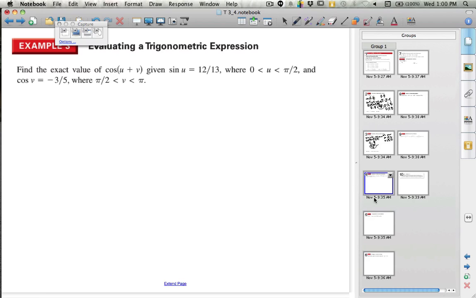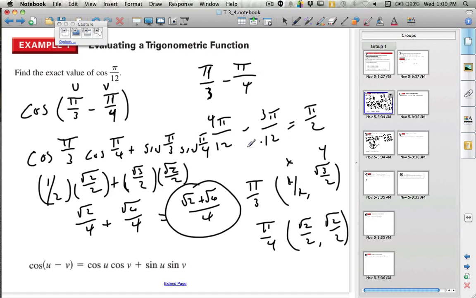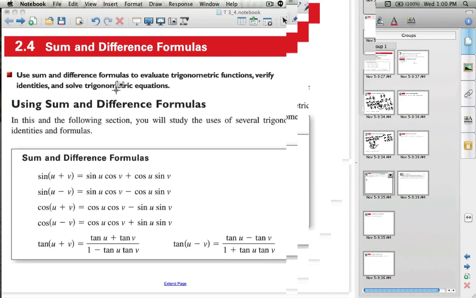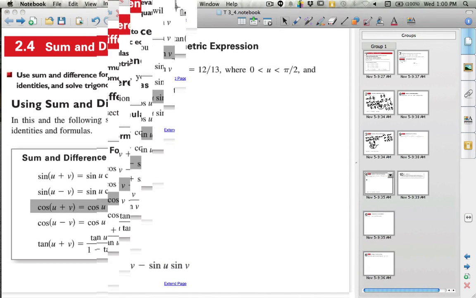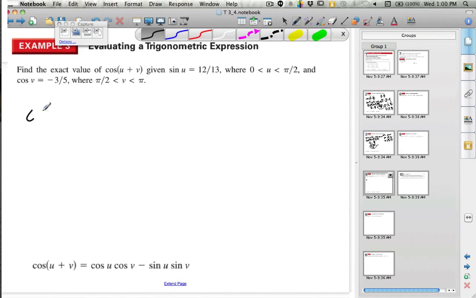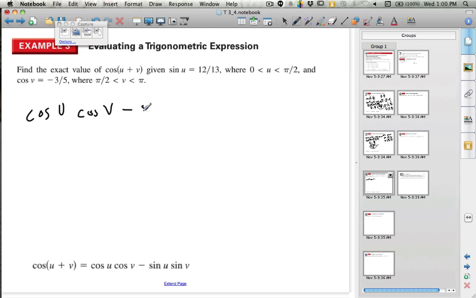Okay, so now we're going to do this again. Cosine of u plus v given, right? So I know that if we go back and do the sum formula, it's going to be a different one here, the sum formula of cosine. So I know it's going to be the cosine of u times the cosine of v minus the sine of u times the sine of v.